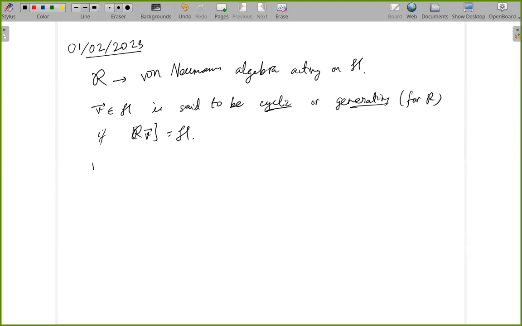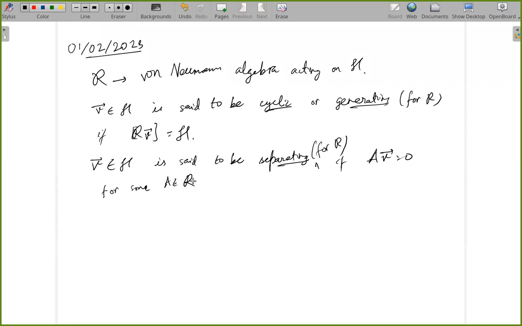And similarly, you have another notion known as separating. V is said to be separating relative to R. So this vector is called separating for R if whenever AV is 0 for some A in this von Neumann algebra R, we must have A equal to 0. So that is the only way you can have AV equal to 0. Then A must be 0. So that is the notion of a separating vector.